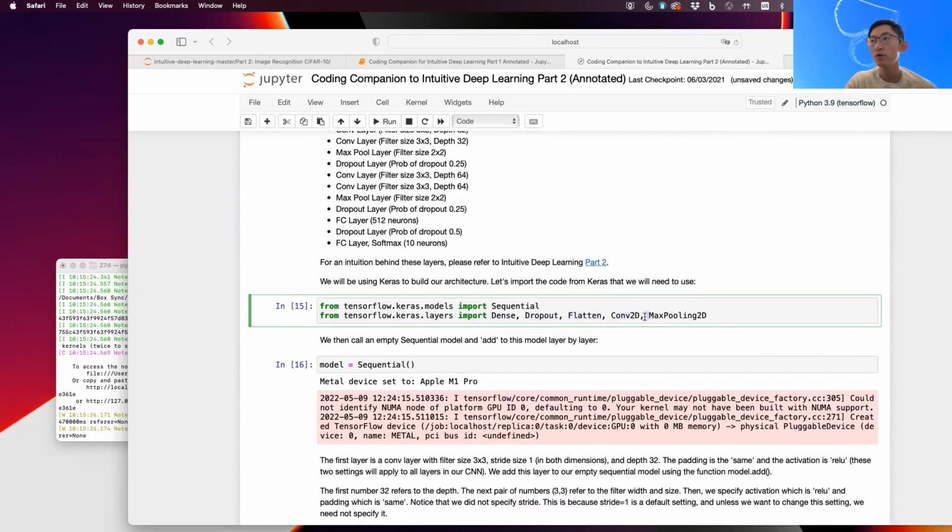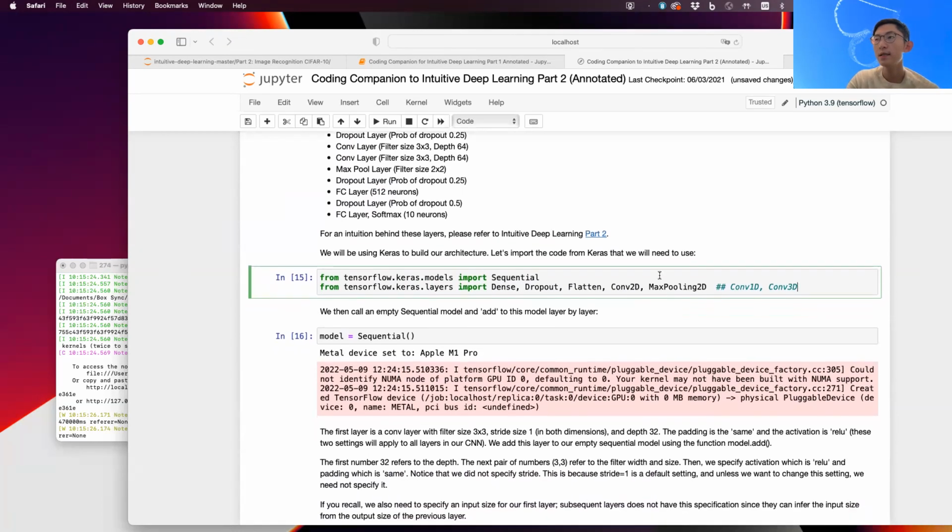There's convolutional 2D, as well as convolutional 1D or convolutional 3D, based on the input shape of your data. And then the max pooling layer as well. There's also mean pooling or median pooling, but most commonly people use max pooling.